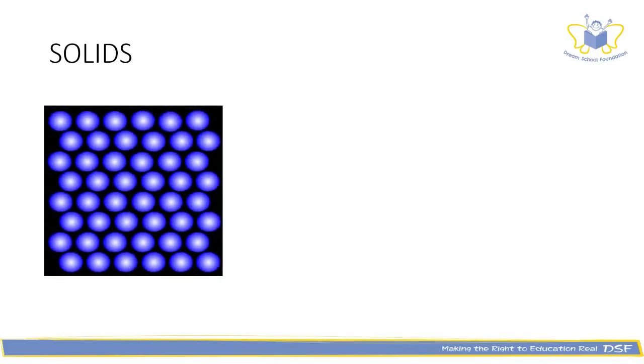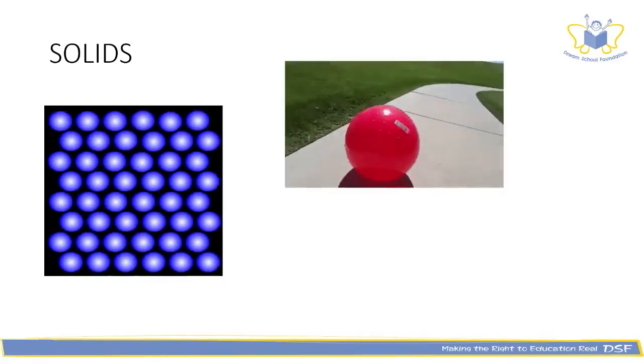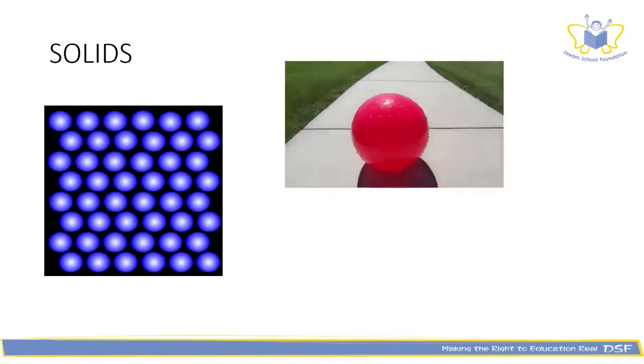It's time to look at solids. Let us look at solids a little closely. What do you see? Can you observe how closely the particles are arranged, the way they are jiggling about in a fixed space? Let us look at this ball that is rolling down a path. Do you see any change in the amount of space it is occupying?